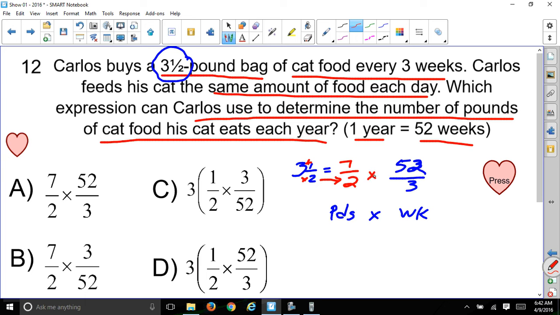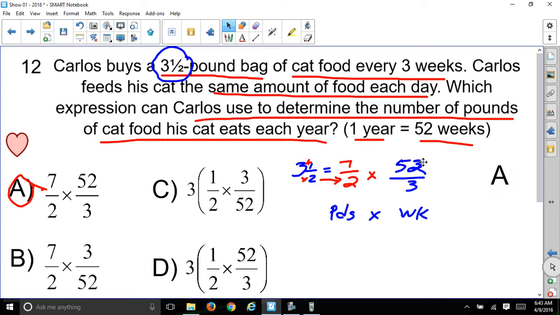So if we multiply this out, that would give us the number of weeks times the amount of pounds that he buys. So this was an interesting setup, and I'm going to go with choice A, because that looks like what we wrote here. So the number of pounds, and he's not buying it per week, he's buying it every 3 weeks. So number of pounds per every three weeks, versus the weeks if we divide it by 52. So I believe it's choice letter A. That was a tough question. And A is correct.